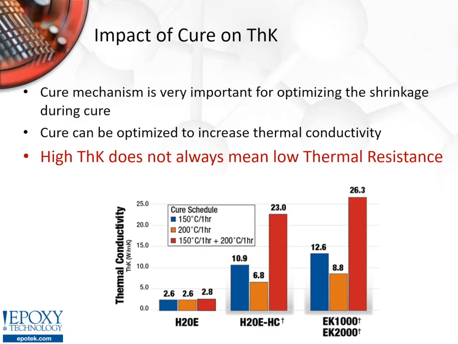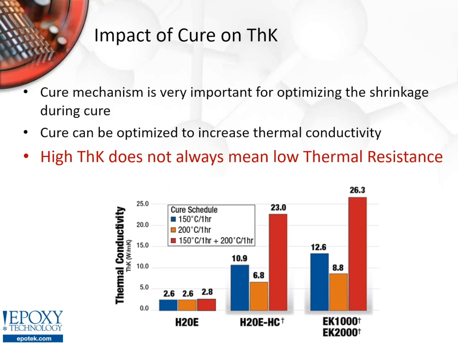In our testing, we've looked at several materials that we've optimized for high thermal conductivity over cure. You can see here three of our popular high thermal conductivity materials with their thermal conductivity over cure schedule. Some, like the H20E, are minimally influenced by the cure itself. Others, like our EK1000, are affected dramatically by cure, where here you can see with a lower temperature 150 Celsius cure, you achieved a 12.6 watts per meter K thermal conductivity.